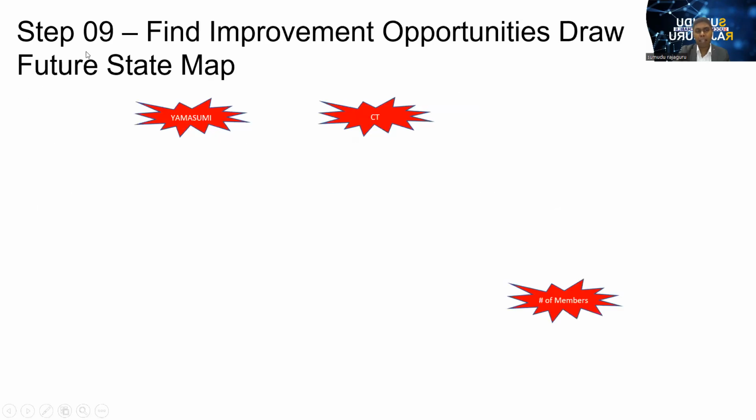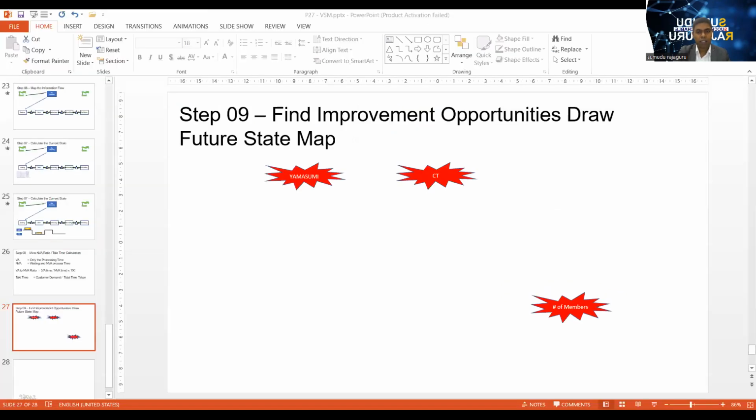Then step number 9, find improvement opportunities and draw the future state value stream. Okay, I would like to show you a sample value stream map. I'm not taking much more time. I'll show you a sample value stream map also. Okay, I'm going to share a sample value stream map with you now.